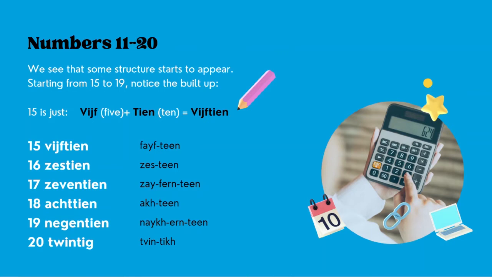So let's go to the first one and pronounce it together. So 15. Vijftien. Yes, repeat after me. Vijftien. Then 16. Zestien. Yes, exactly. Repeat after me. 17. Zeventien. Okay, good. Then we go 18. Repeat after me. Achttien. Okay. Then 19. Negentien. Repeat after me. Negentien. And then the last one, 20. Twintig. Okay, good. So now we managed to do already 0 to 20.